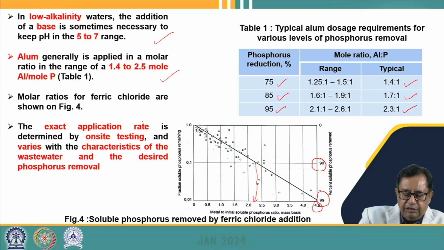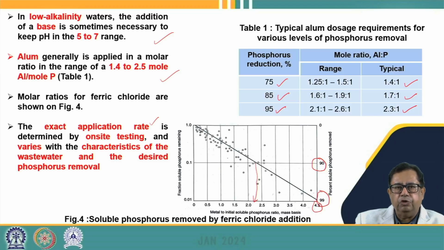So the exact application rate is to be decided by doing online testing. For example, the characteristics of wastewater will change from various sources, whether it is municipal wastewater or industrial wastewater. So it will depend upon the characteristics of that wastewater and how much phosphate we require to remove from the wastewater. Depending upon that, we have to decide what should be the exact dose, what should be the application rate, so that we can remove the phosphates to the desired level.